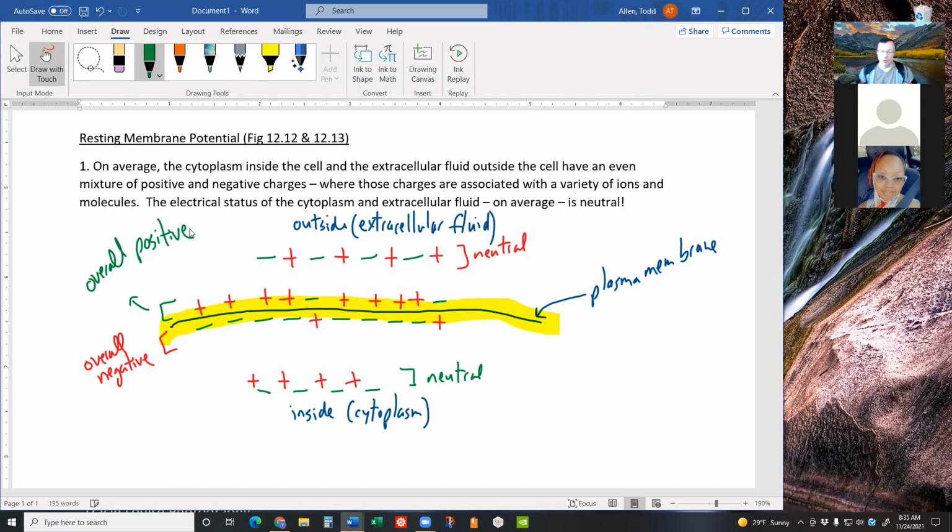Okay, so the interior of the cell is neutral. The exterior of the cell is neutral. But if we focus our attention specifically on the membrane, the plasma membrane, the inner surface is negative and the outer surface of the membrane is positive. Okay.